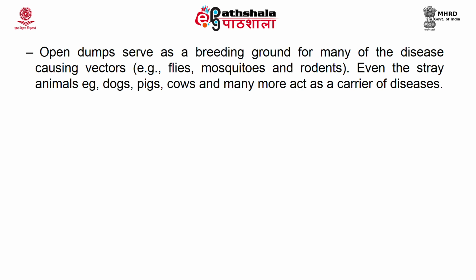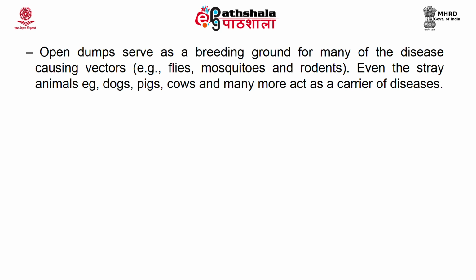The next type of problem which people generally face is that these open dumps serve as breeding grounds for many disease-causing vectors. Since the waste has been piled up, you can find a lot of flies, mosquitoes and rodents. Now, these are the main carriers. They can cause malaria, and other diseases like dengue, etc.